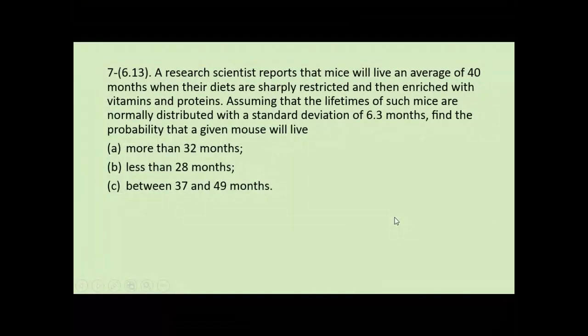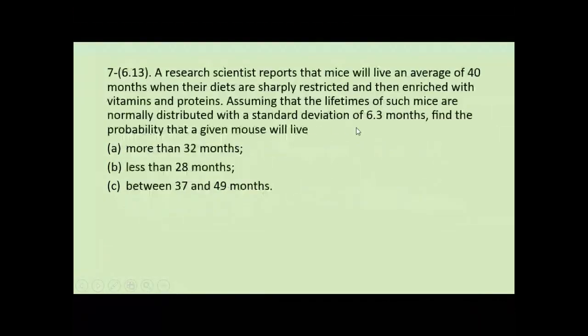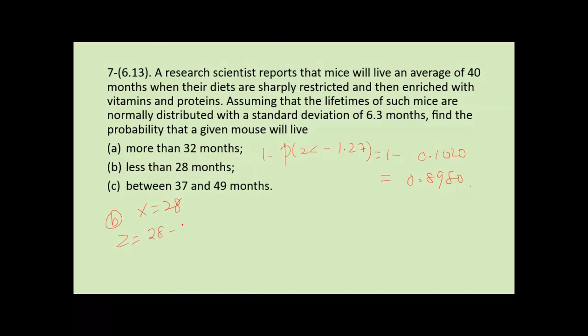So for the first problem, we will write probability of 1 minus probability of z less than negative 1.27, which is 1 minus 0.1020, and the answer is 0.8980. Now less than 28, case B. X is 28. Find z. Z is 28 minus 40 divided by 6.3. This is negative 1.90. So probability of x less than 28 is equal to probability of z less than negative 1.9.